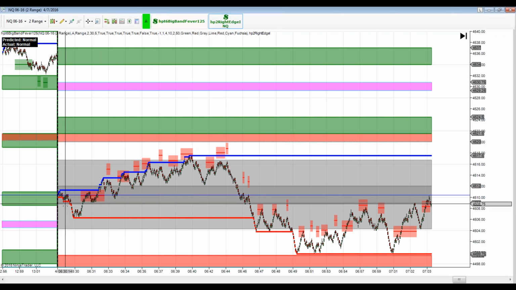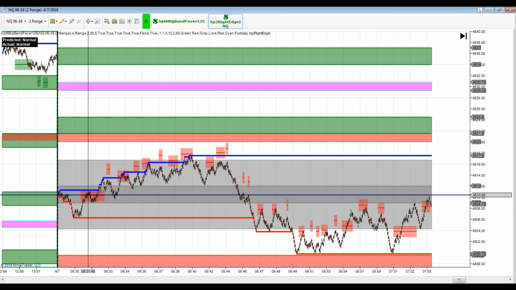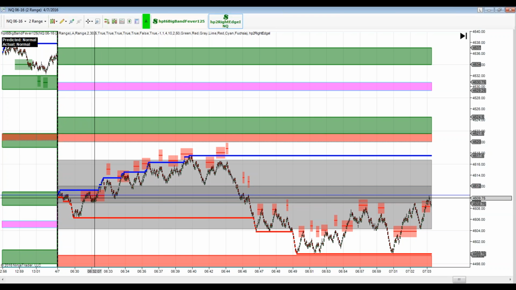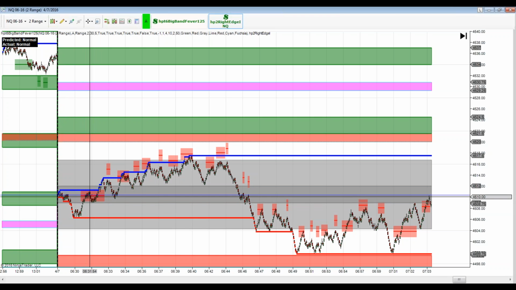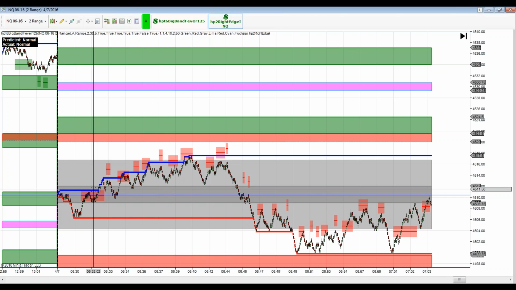So we broke down. We came up into here and we reversed. All right, we got a reversal. May or may not have had enough for a scalp. I can see 5, potentially 6 ticks. 6 would have been hard pressed. Your stop was right above here.